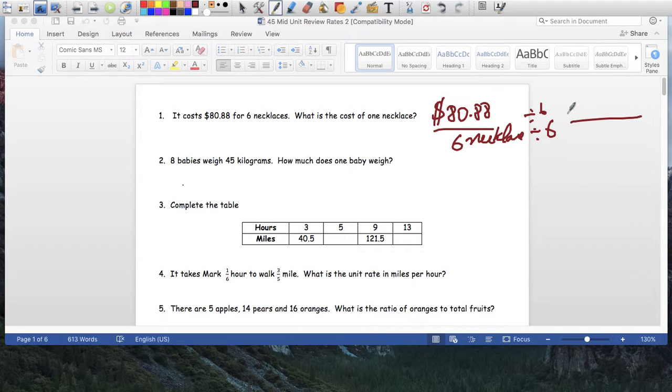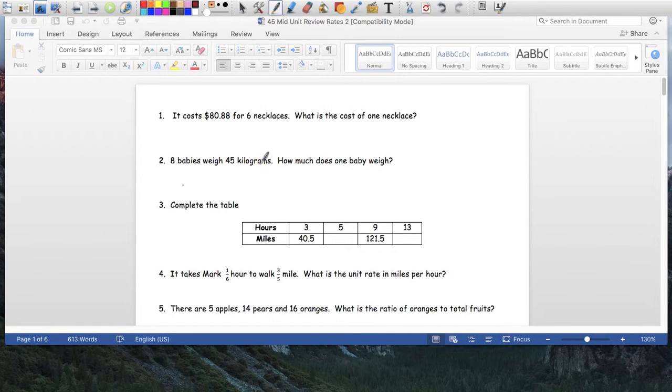Vamos a encontrar el unit rate, ¿no? Entonces, un necklace. Necklace es la corriente que usamos aquí en el, ¿cómo se dice? On your neck, ¿no? Y 80.88 divided by 6 equals 13.48. Here's your unit rate.